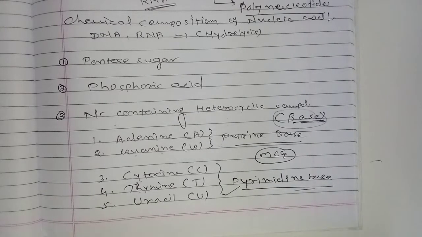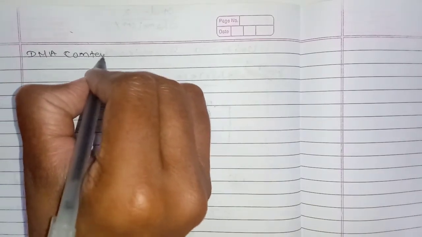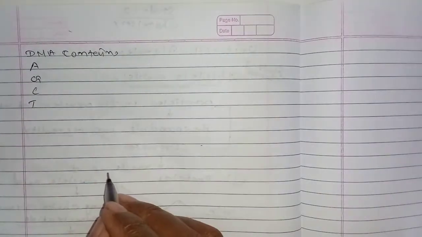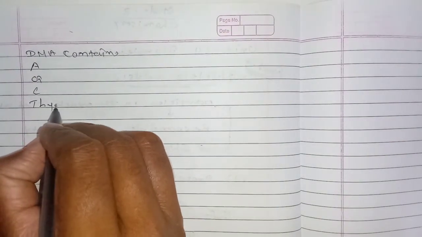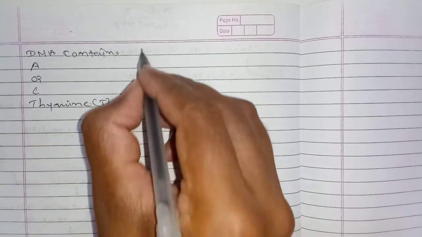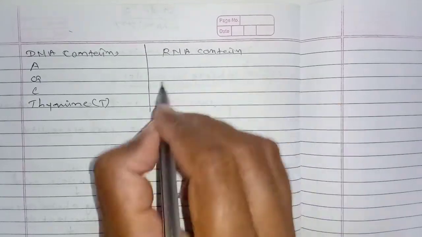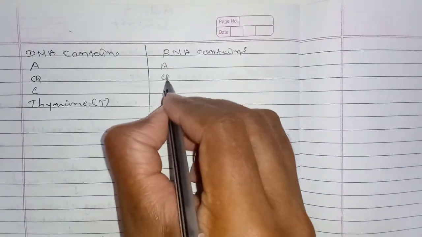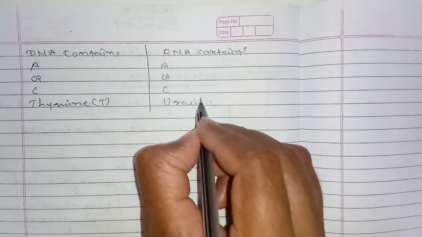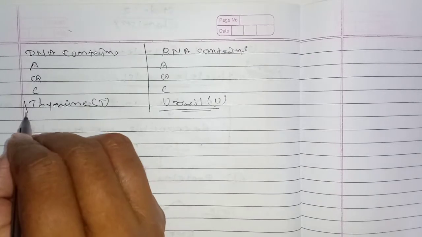DNA and RNA contain mainly these bases. The DNA contains A, G, C, T, T for thymine, capital T, and RNA contains A, G, C, U, U for uracil, capital U. That's the main difference.